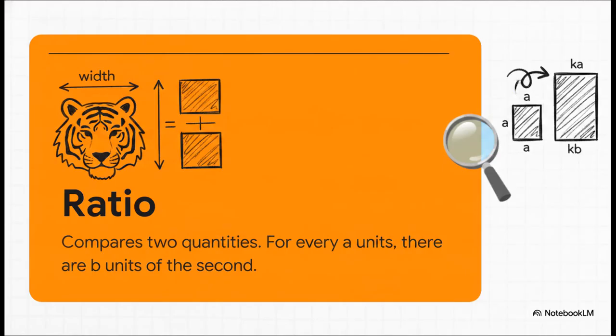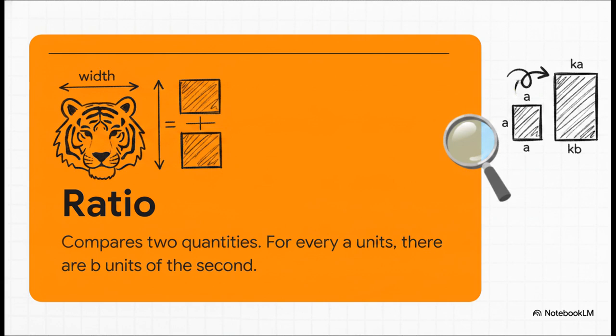So like we just saw with those tiger photos, the images that looked perfectly normal to us all shared a hidden link. Their widths and heights changed by the exact same multiplying factor. That visual similarity is entirely governed by specific mathematical relationships. And the very first tool we need to understand those relationships is the ratio. Simply put, a ratio is a way of comparing two quantities. It represents a proportional relationship, usually written as A:B. This just means for every A units of the first thing, there are exactly B units of the second thing.